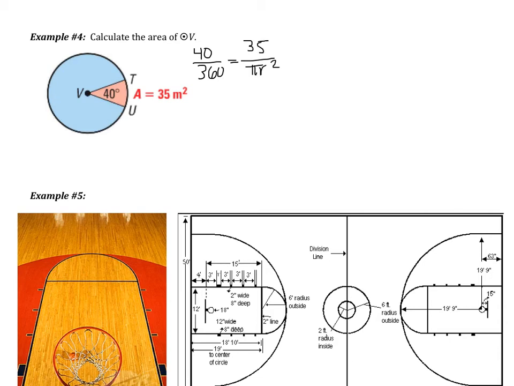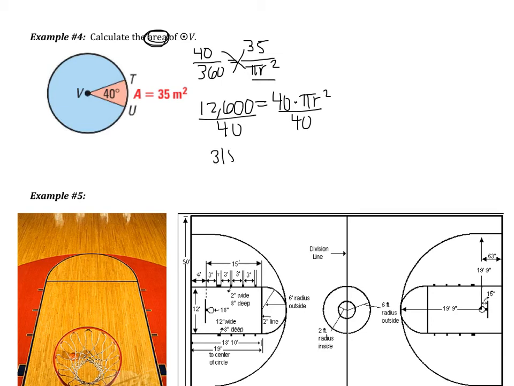Now I need to think, what am I solving for? I'm solving for area, which is pi r squared. Just keep that in the back of your mind. So let's do our cross products. 360 multiplied by 35 gives 12,600. That's equal to 40 times pi r squared. Next, I'm going to divide by 40. And I get 315 equals pi r squared.